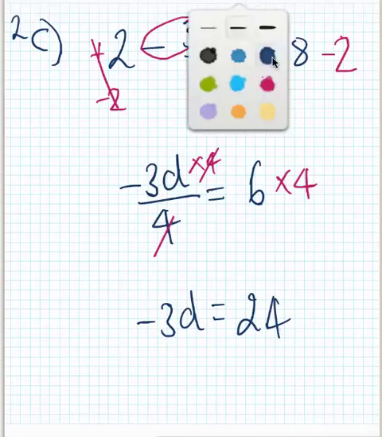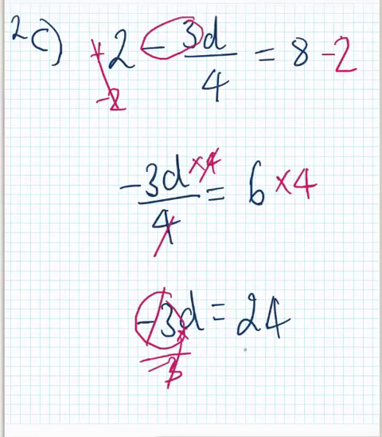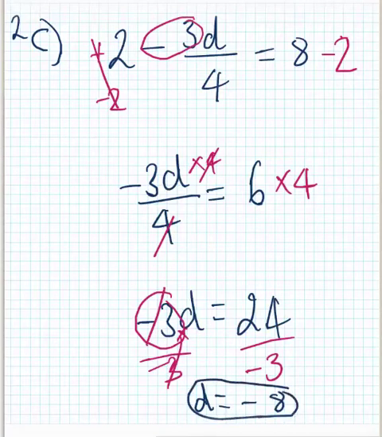And our final step, that 3, which is negative, we don't plus 3. It's stuck to the D by times. So we have to divide by a minus 3. Cancels out, divide by a minus 3, don't forget the minus, and 24, a positive 24 divided by a negative 3, D will equal a negative 8. So you should have had negative 8 for that one.